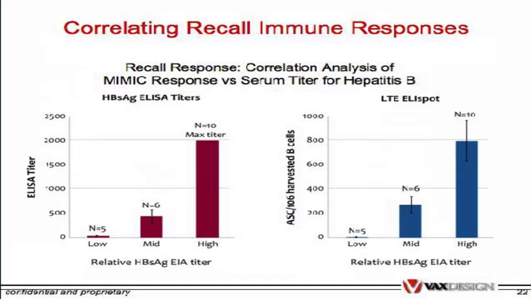We found a high correlation between the number of high responders that had a high titer to the number of high responders that we saw in the LTE. Those that showed very little or no antibody to hepatitis B surface antigen also showed low response as far as antigen-specific secreting cells in the mimic system.